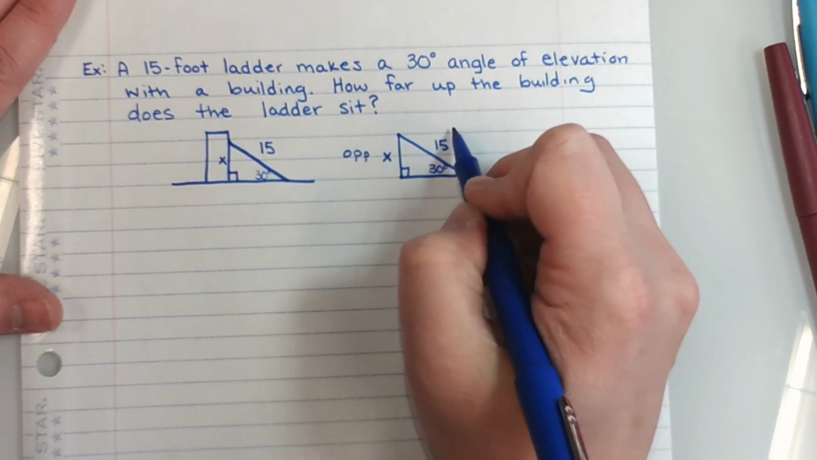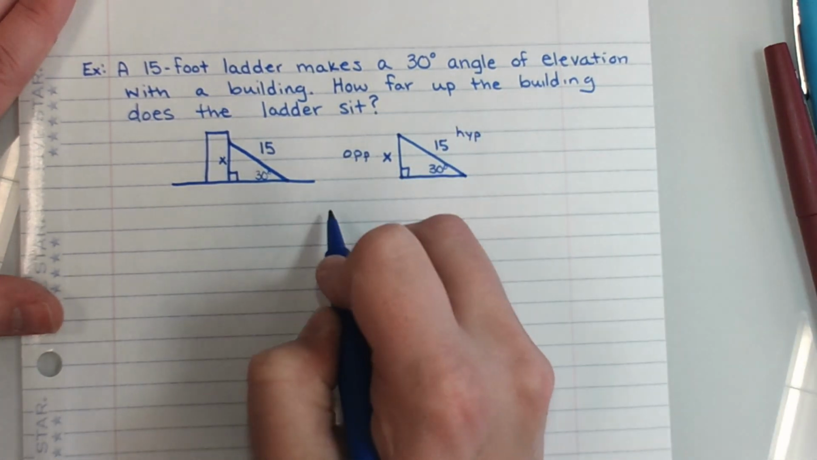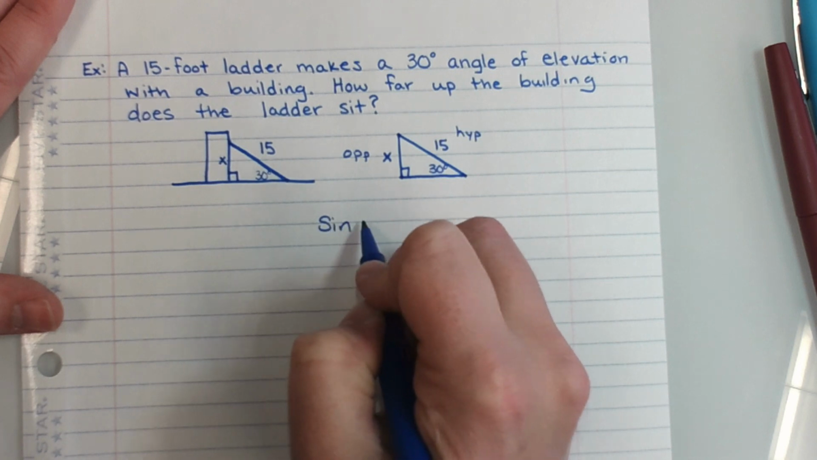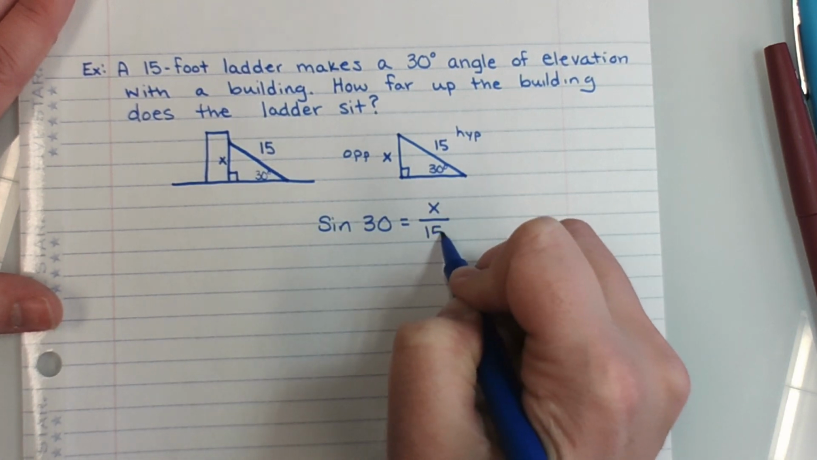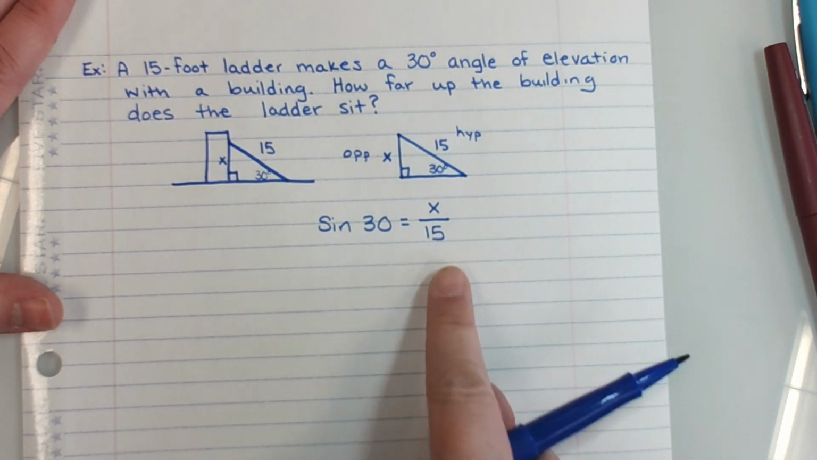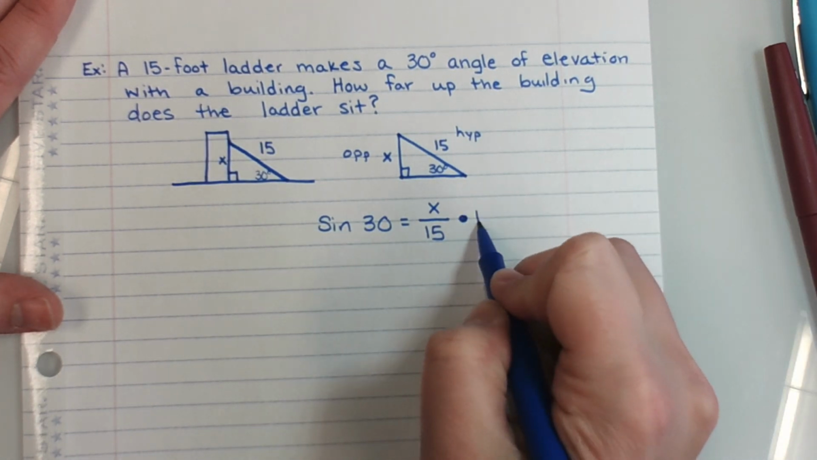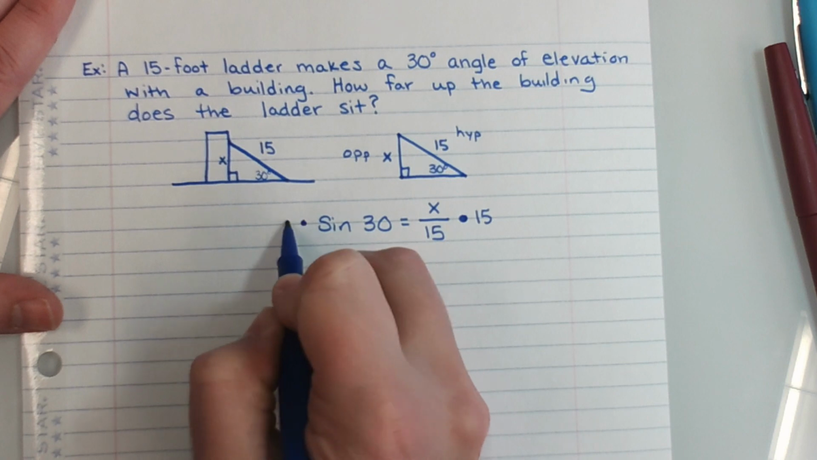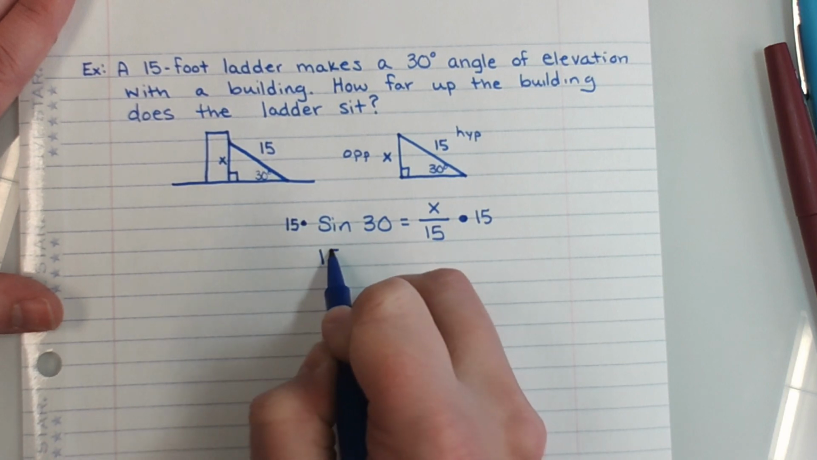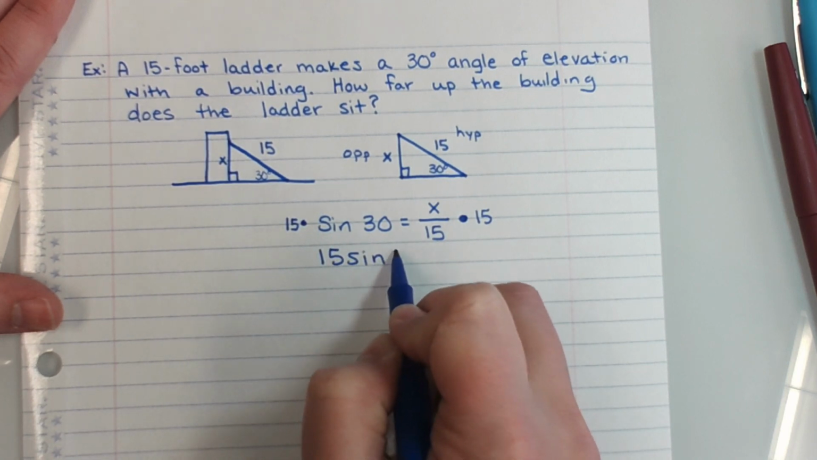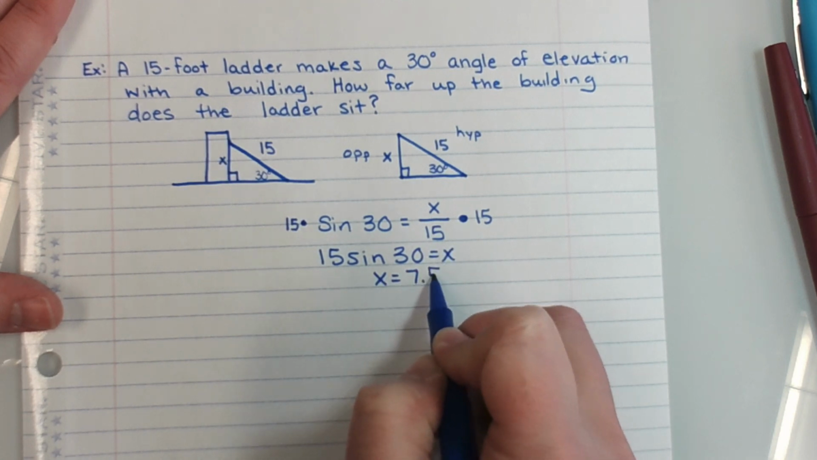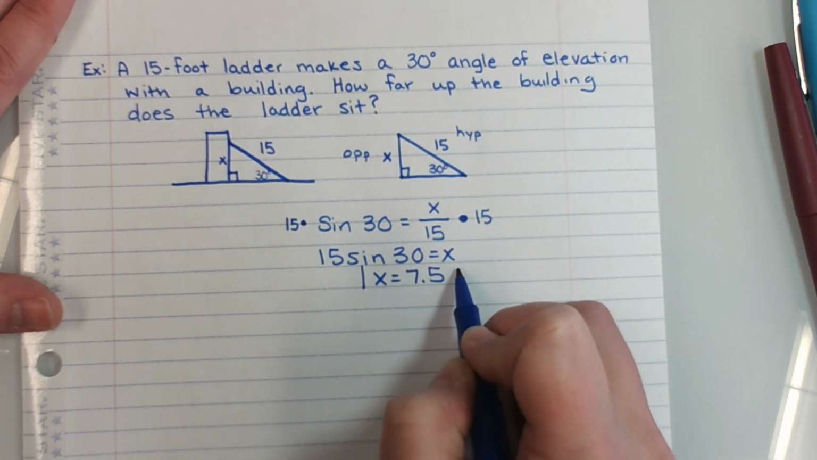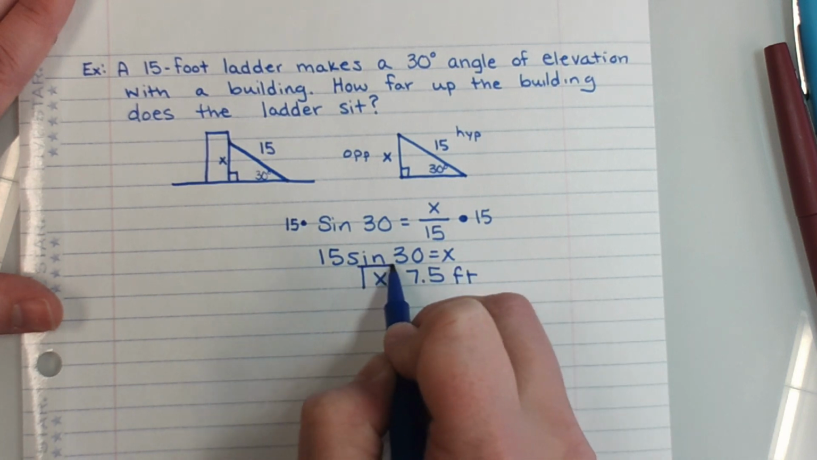That's the opposite. That's the hypotenuse. We are going to work with sine again. When the variable's in the fraction, you're always multiplying by the denominator, in this case, so that it gets x alone. And 15 sine of 30 degrees is 7.5. Specifically, feet.